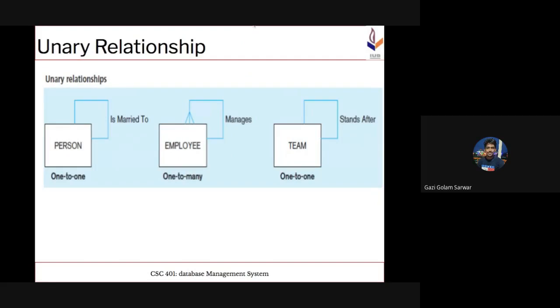Could you explain how the team one is a unary relationship? Let's say, for example, let's talk about a match, right? Two teams are playing against each other.